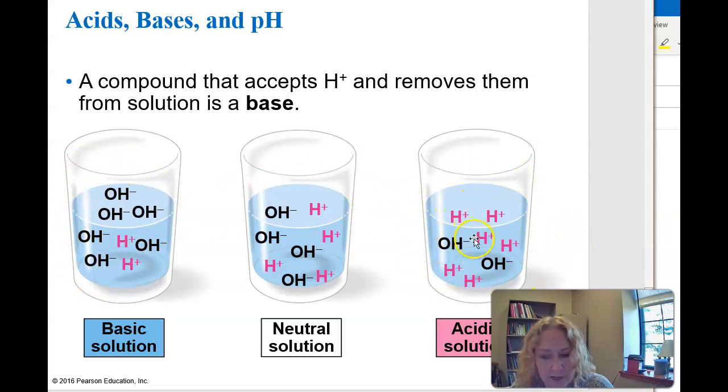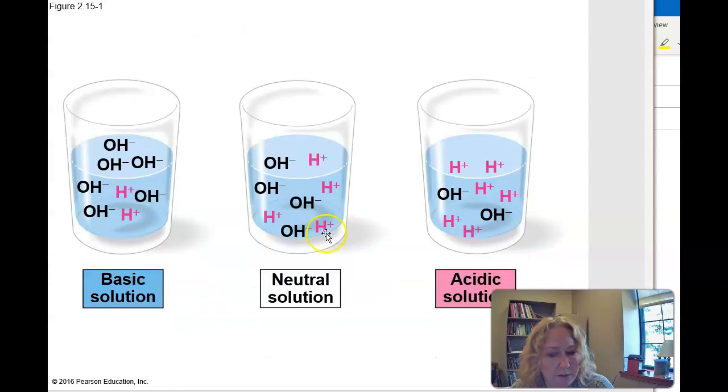Acidic releases hydrogen ions. Basic accepts hydrogen ions. So there won't be very many. And then, of course, you have a neutral. Okay? The same amount of each. So this is like pH 7. Acidic, a lot of hydrogen ions. Basic, hardly any. Releases hydrogen ions, accepts hydrogen ions.